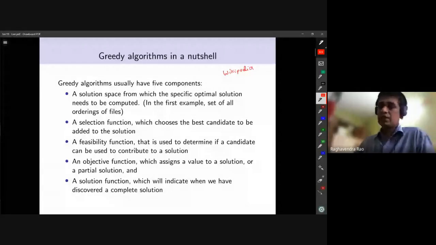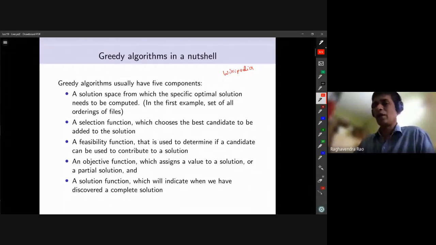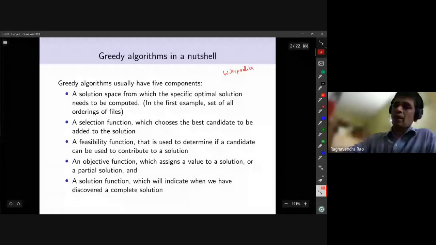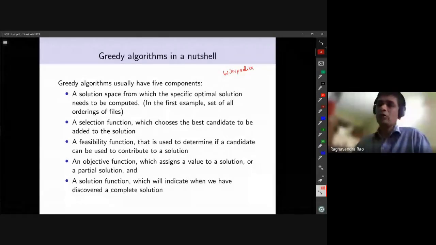Feasibility function is essentially saying whether the candidate that we are adding is feasible or not. In the case of scheduling, it should be conflict free. In the first example, there is no feasibility issue. You need to store the file, so it's about an order, and every order is feasible. So their feasibility is not very non-trivial. Whereas in the scheduling example, the feasibility function you can imagine as conflict freeness. You need to ensure that whatever task you're adding to your bag does not have any conflict with the already existing tasks in the bag.